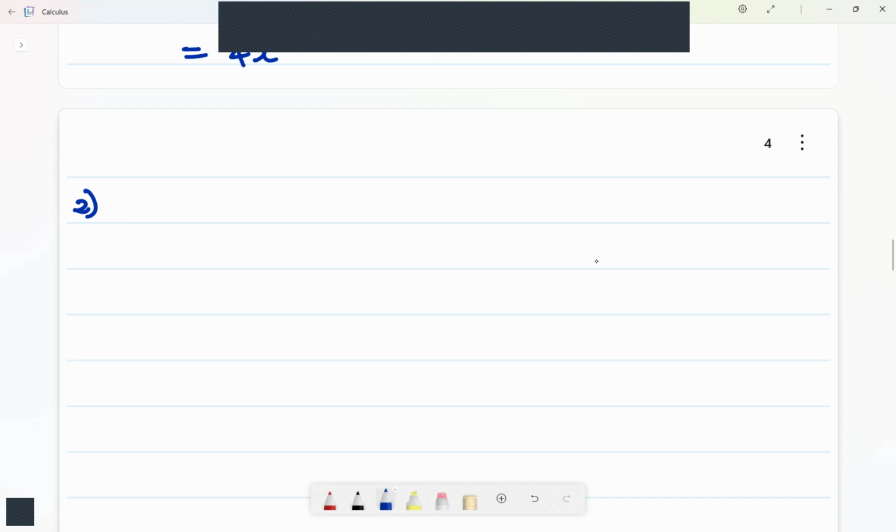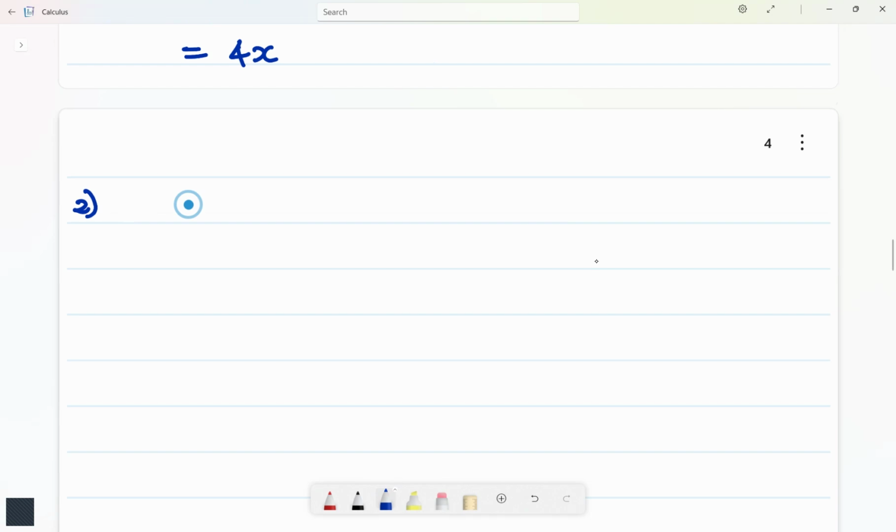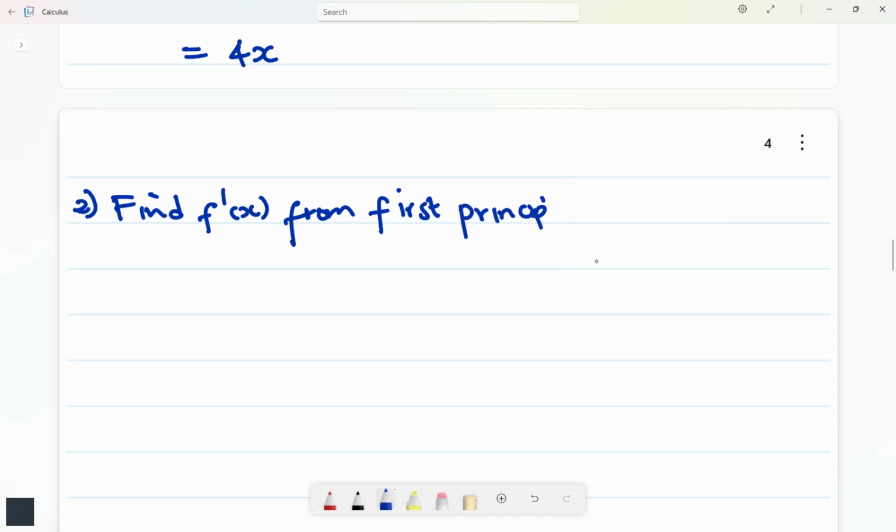Let us have x squared minus, okay, find f prime x. They're going to tell you from first principle, because why? As we go on, we'll now be knowing rules, okay? Find f prime x from first principle, if f of x is given to you as x squared minus 2, okay?